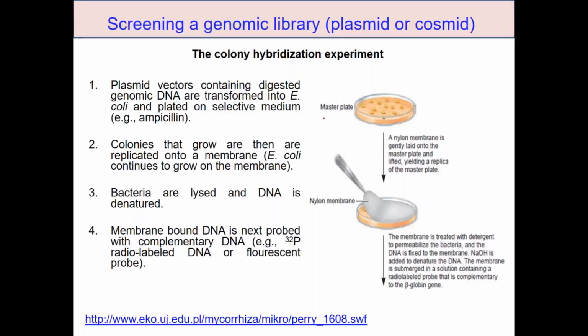That I am calling as master plate. So now what I am going to do is take a circular nylon membrane. Mostly the nylon membrane is positively charged, whereas the bacterial cell surface is negatively charged. So carefully I am going to take this nylon membrane and place it on the plate. So by doing so, what happens now?